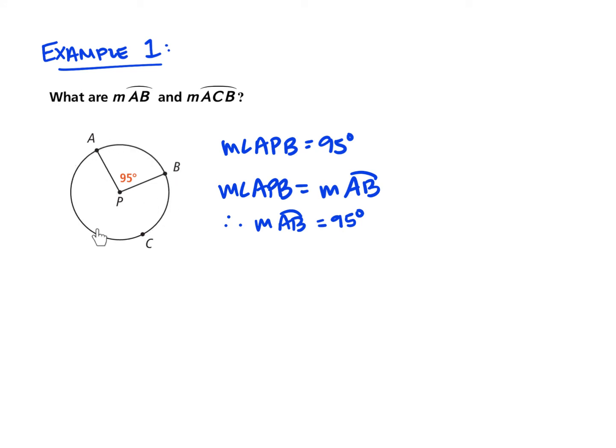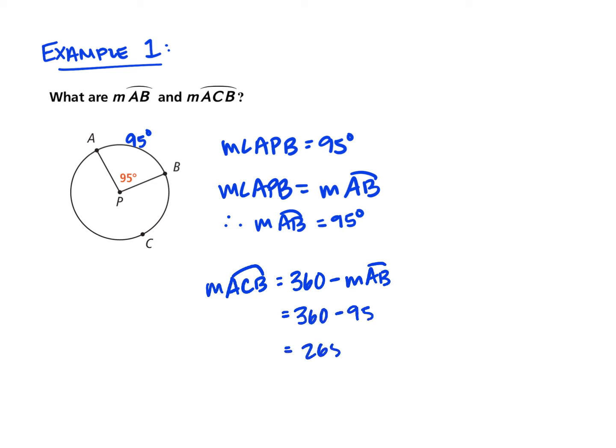If I'm going from A through C into B, I'm stopping short of it by 95 degrees. We just figured out that this arc right here is 95 degrees. So if I want to find the measure of arc ACB, I can say that the measure of arc ACB would be equal to 360 minus the measure of arc AB. So it's 360 minus 95, which is going to be 265 degrees. So that arc there would be 265 degrees.